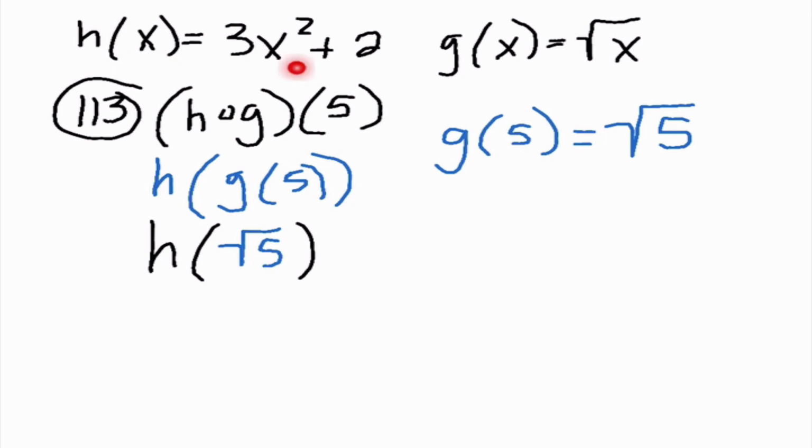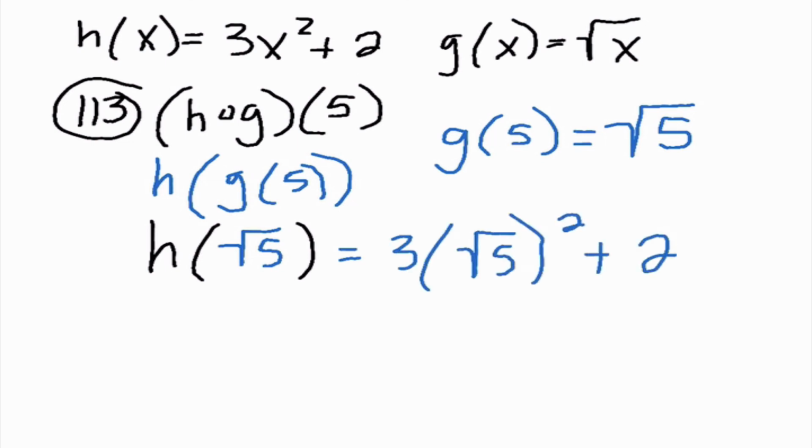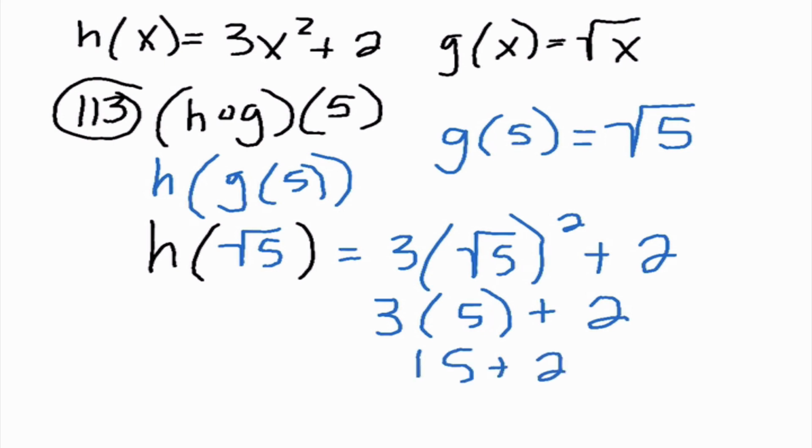h refers to this function, so wherever there's an x, I'm replacing it with root 5. So I have 3 times root 5 squared plus 2. So composition is just a fancy way of saying substitution. When I square that root 5, I get 5. 15 plus 2 is 17. Now if they gave us a problem like this, and it just said x instead of 5, then I would just leave this as root x and substitute root x in wherever there was an x.